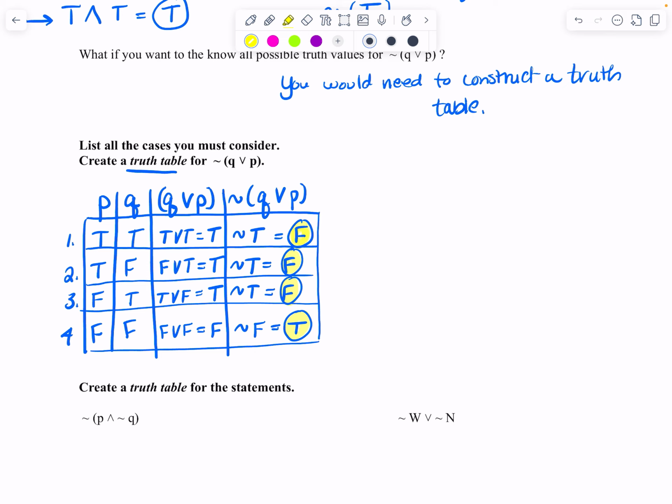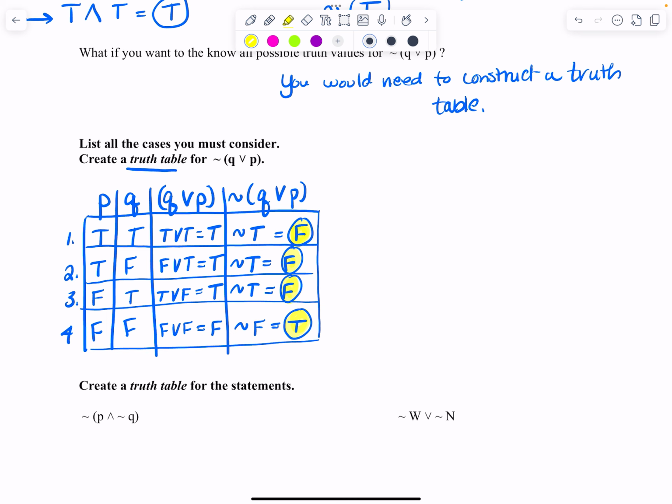Okay, so by the way, what I just highlighted is the resulting answer. On the test, you will need to show the entire truth table and the results. So please do them like I showed you in this video.